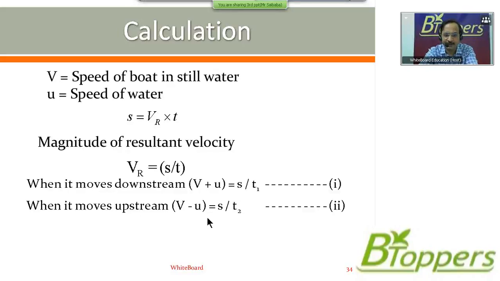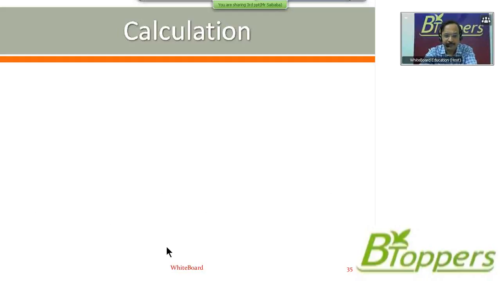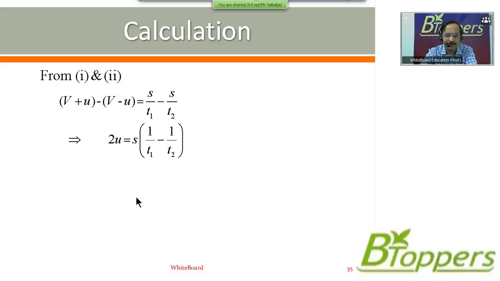So subtracting the second equation from first, you get the value of U. So when the engine is cut off, you can write U equal to S by T. When the engine is cut off, the launch moves with the speed of water in the direction of flow of water and travels same distance as from P to Q, let us suppose in time T. From first and second equations, you can write V plus U minus of V minus U is equal to S by T1 minus S by T2. Or you get 2U equal to S into 1 by T1 minus 1 by T2.